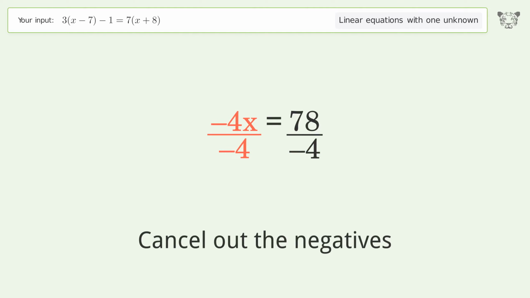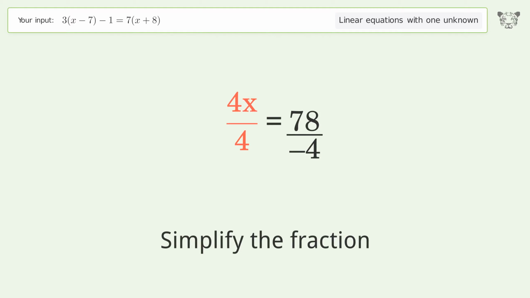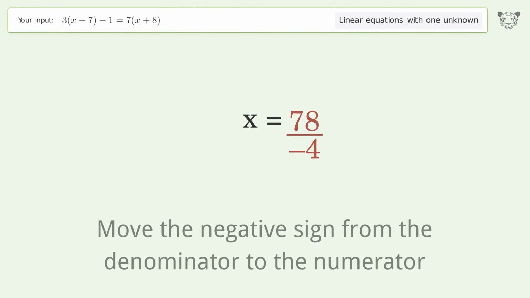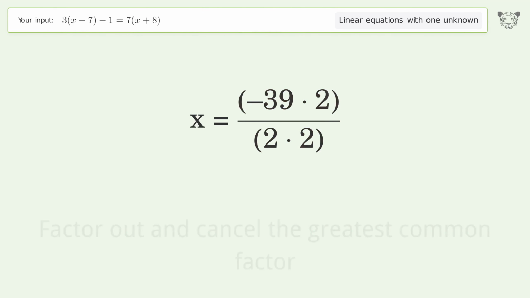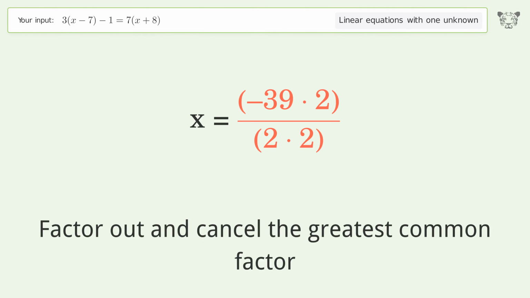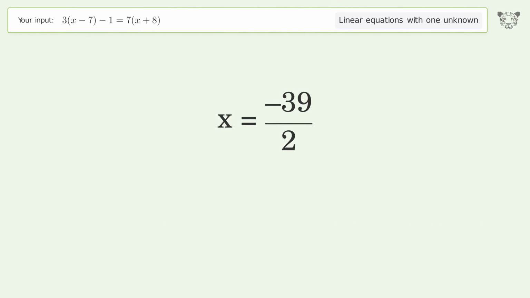Cancel out the negatives. Simplify the fraction. Move the negative sign from the denominator to the numerator. Find the greatest common factor of the numerator and denominator. Factor out and cancel the greatest common factor. And so the final result is x equals -39/2.